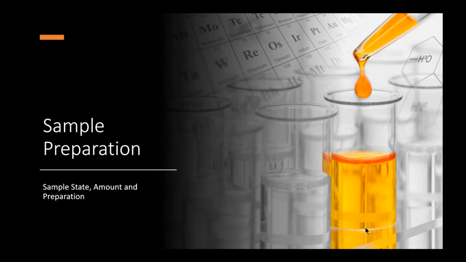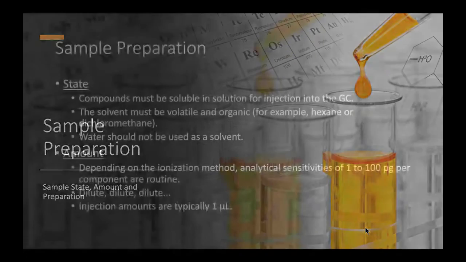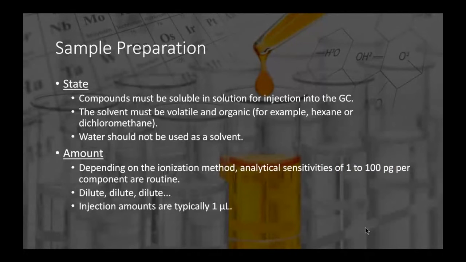Let me move on to some of the sample preparation. We'll talk about sample state and amount first. And the key there, I said earlier, is that you have to have compounds that are going to be volatile. So compounds must be soluble in a solution for them to be injected onto the GC. The solvent itself has to be volatile, generally organic. So for example, we'll use hexane and we'll use dichloromethane.